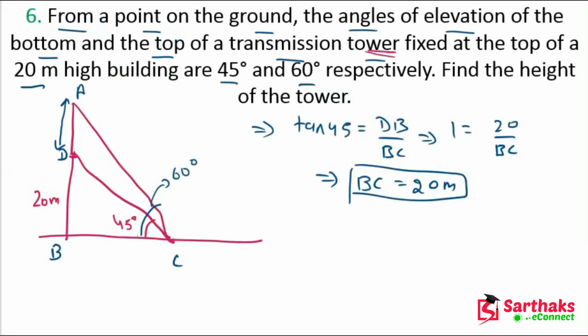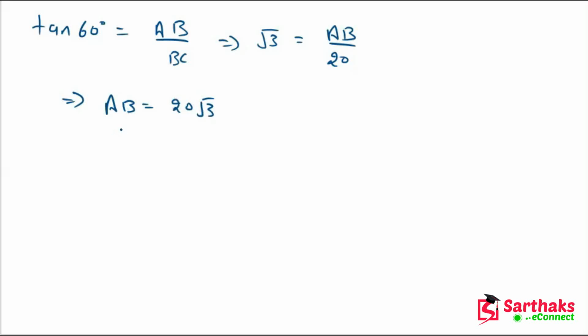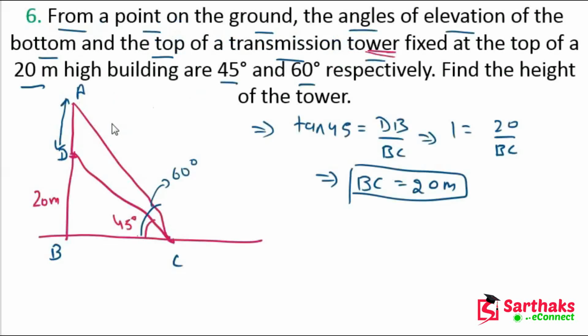So tan 60 degree is equals to AB upon BC. We know the value of tan 60 is root 3, and AB is AB, and what is the value of BC? BC is 20 meter. So AB is equals to 20 root 3. AB is equals to what? 20 root 3.